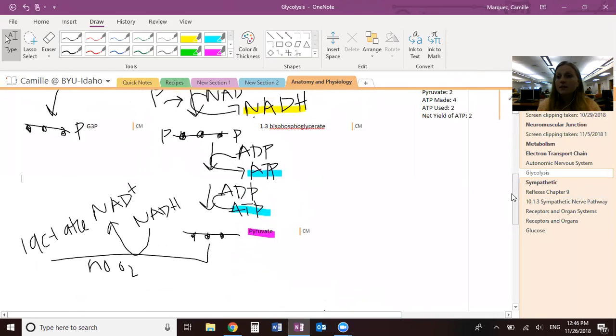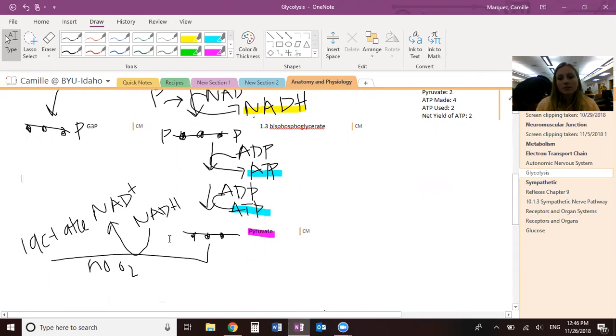And then the next cycle depends on whether we have oxygen. So if we don't have any oxygen, we're going to go anaerobic, and from NADH, we're going to give back that hydrogen and those 2 electrons and become NAD+. When we give pyruvate that hydrogen and those electrons, it becomes lactate, or lactic acid.